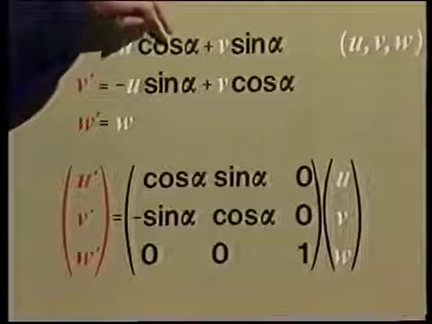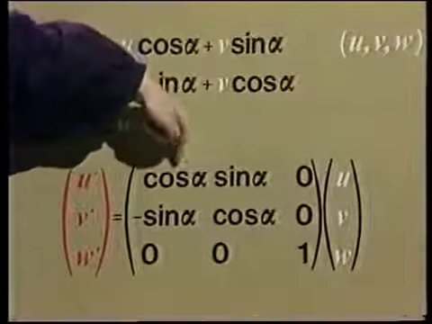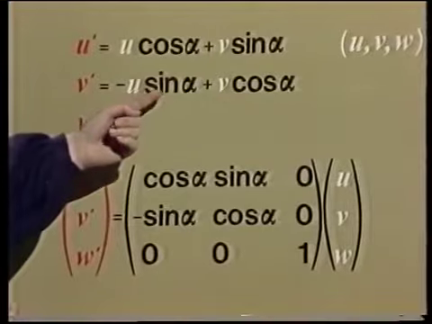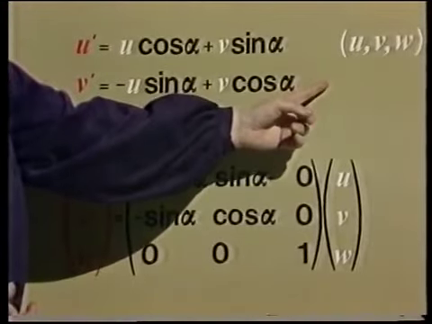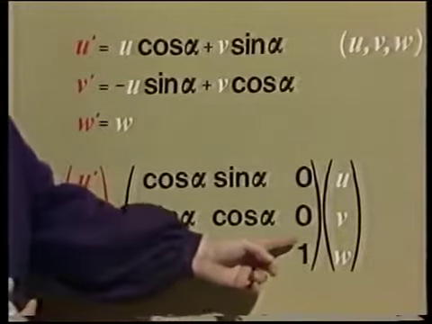So for the first line, you get cos alpha, sine alpha, and no w's, 0. Second line of the matrix, you get minus sine alpha, cos alpha, and again no w's, 0. And the third line, no u's, no v's, just one w.